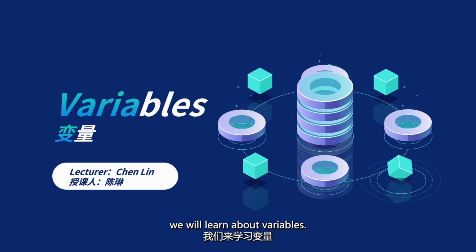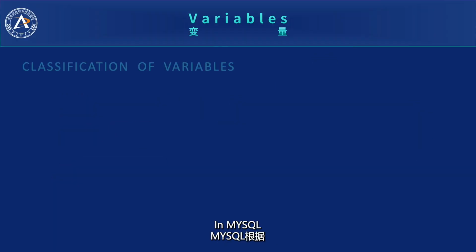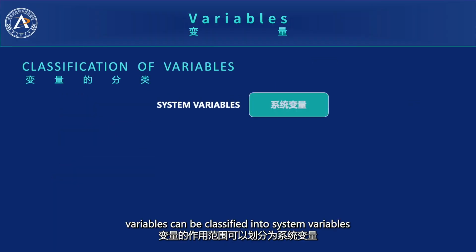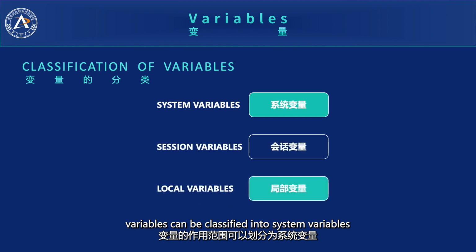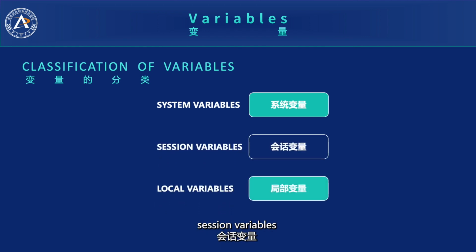Hello everyone. In this lesson, we will learn about variables. In MySQL, variables can be classified into system variables, session variables, and local variables based on their scope.